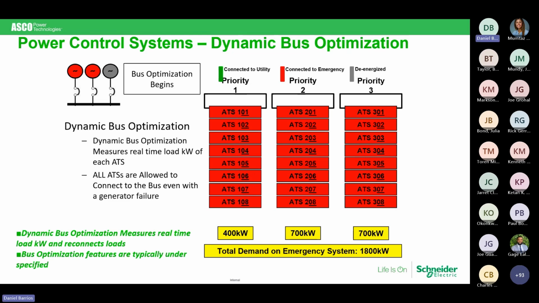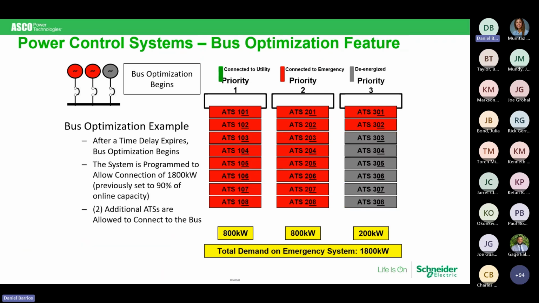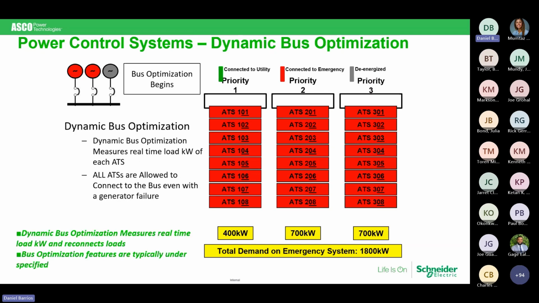If the other generator, in this case, the dynamic bus, if you can add all of those, you do add all of those. So going back to here, bus optimization, we have a hard-coded value in here. By doing dynamic bus, we know more specifically what those loads really are. And in this case, we were able to put all of the loads online, even though one of the generators did not start and run. Dynamic bus optimization measures the real time kW, and it's a feature that is typically underspecified.